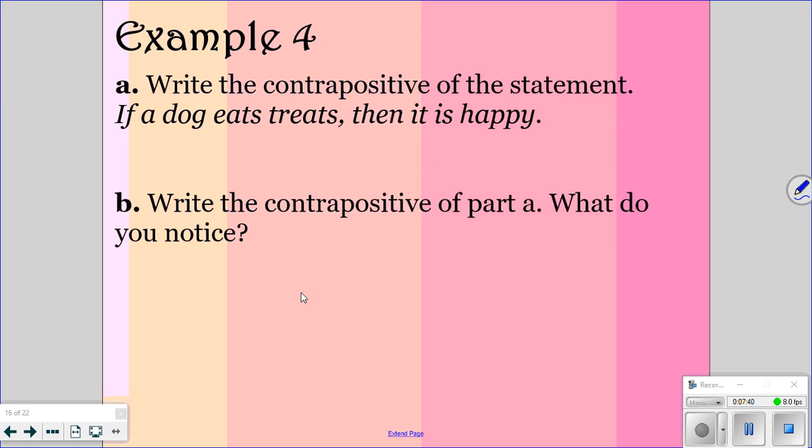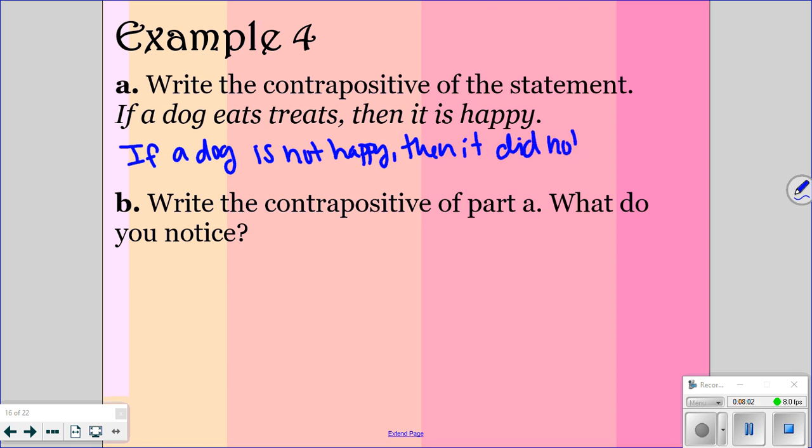So let's write the contrapositive of this statement. If a dog eats treats, then it is happy. So you have to switch and negate. So if a dog is not happy, then it did not eat treats.